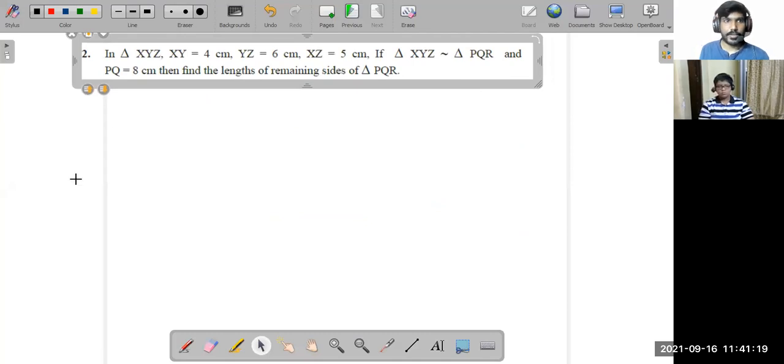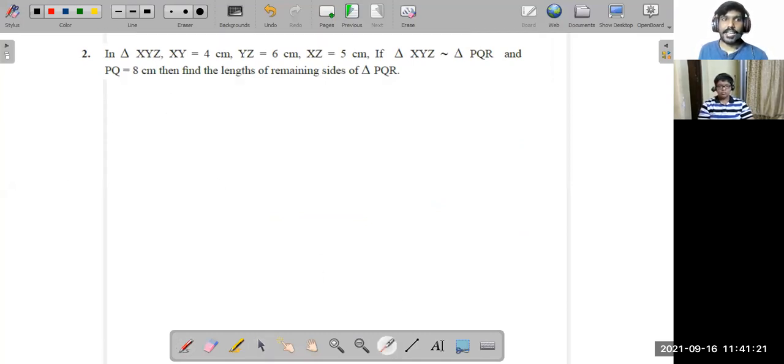Okay, let's do the second one. In this triangle XYZ, the length of XY is 4, length of YZ is 6, and XZ is 5. And they are saying XYZ is similar to PQR. And the length of PQ is given, you have to find the length of the remaining sides of PQR.